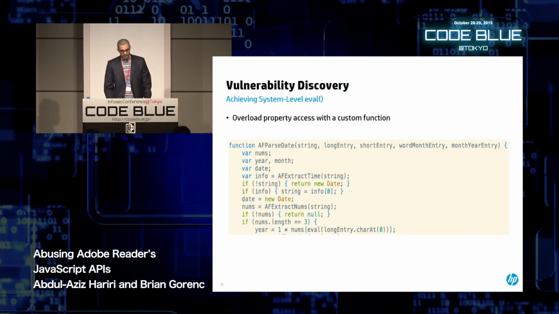All right, so this is one of the evals that we can hijack. As you can see, AFParseDate takes an argument called long entry, and this function is exposed to us, to the user. So basically, we can forge long entry, and at the end of this function there's an eval call that calls the log entry charAt. So we can control log entry, forge charAt, and gain access to that eval. And this basically gives us a system-level or root context eval.